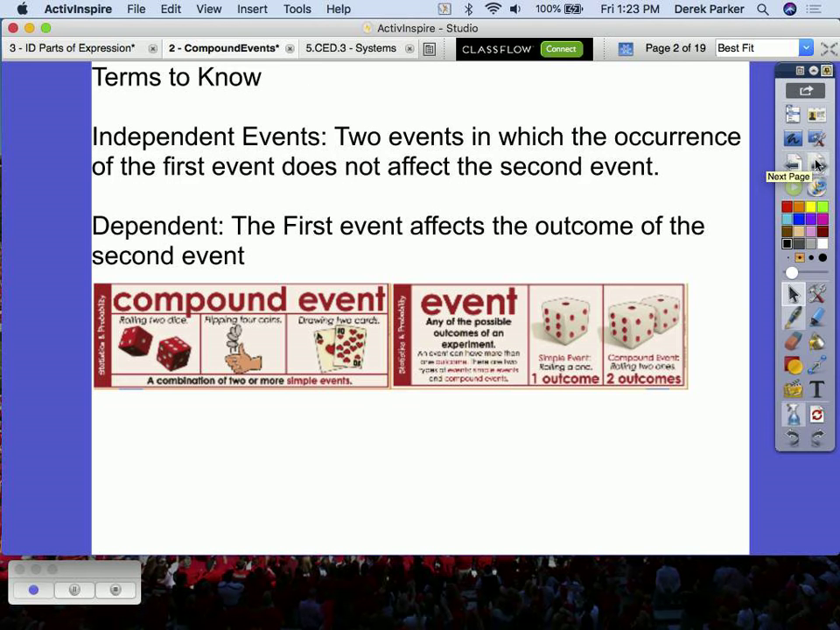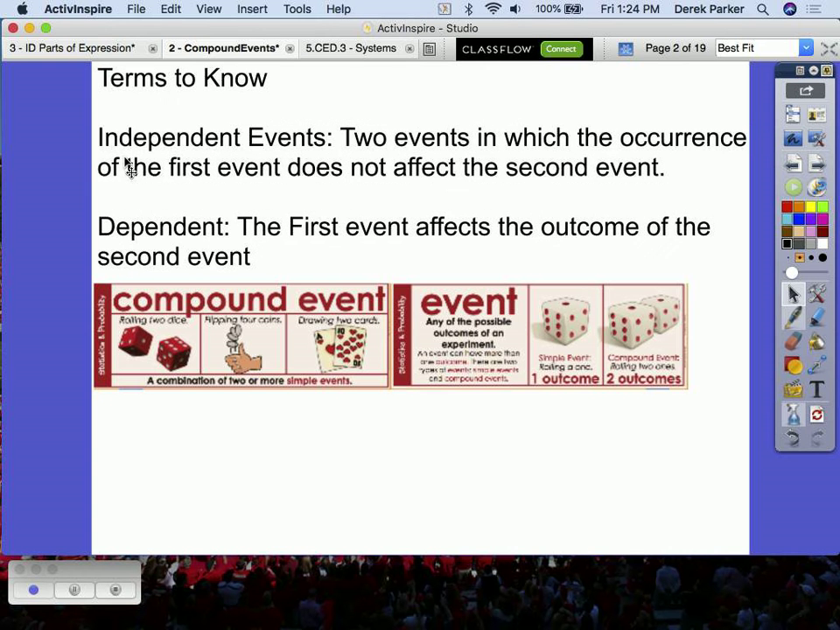Terms to know. An independent event is when two events in which the occurrence of the first event does not affect the second event. The thing I want to pay attention to before we even get started is independent. As an adult, when you turn to an adult, you are independent. There is nobody that takes care of you. So independent means it's standing alone. It does not affect anything. It's by itself.